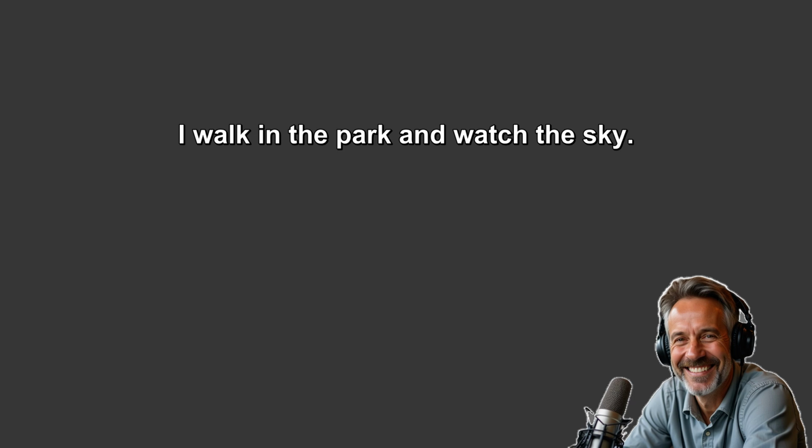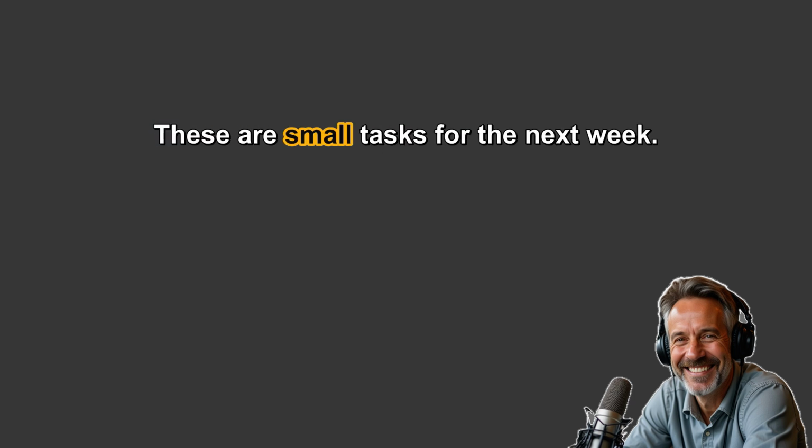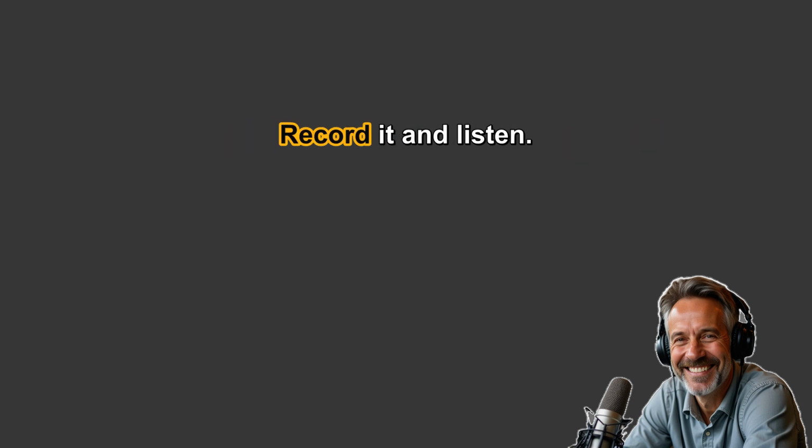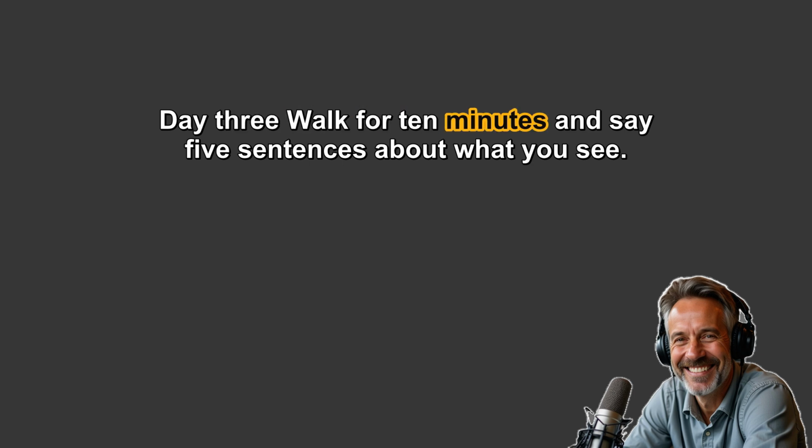Now a few practice challenges for you. These are small tasks for the next week. Practice challenges. Day 1, say a simple sentence about your calm afternoon in English. Record it and listen. Day 2, read a short page from a book out loud. Day 3, walk for 10 minutes and say 5 sentences about what you see.